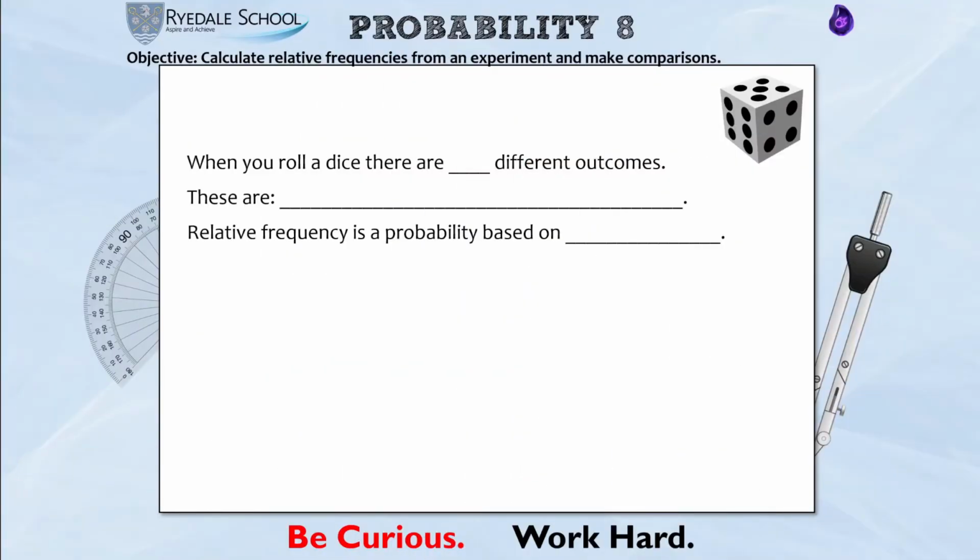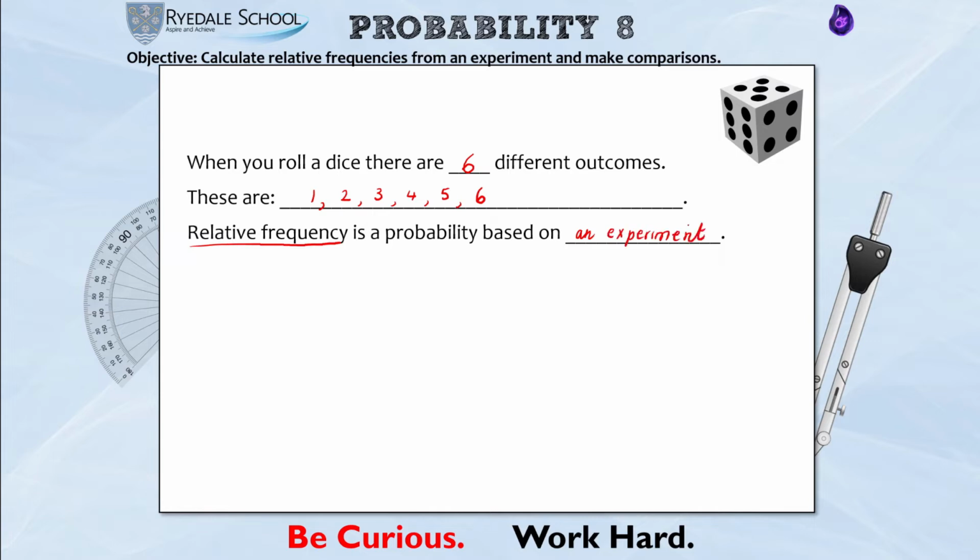So our experiment today is all going to be to do with rolling a dice. Now we already know that when we roll a dice, there are 6 different outcomes, because on a standard die, we have the faces that are 1, 2, 3, 4, 5, and 6. Now we're going to be collecting some data and working out some experimental probabilities, and those experimental probabilities are called relative frequencies. So relative frequency is a probability based on an experiment.